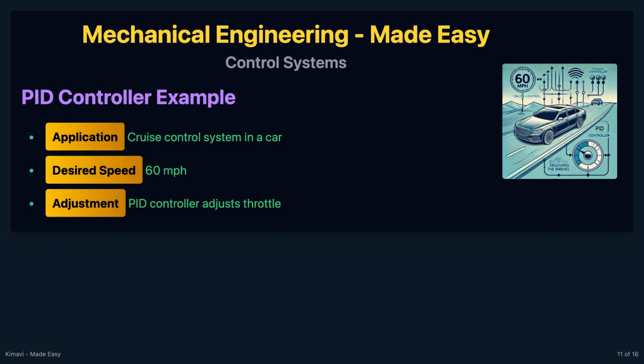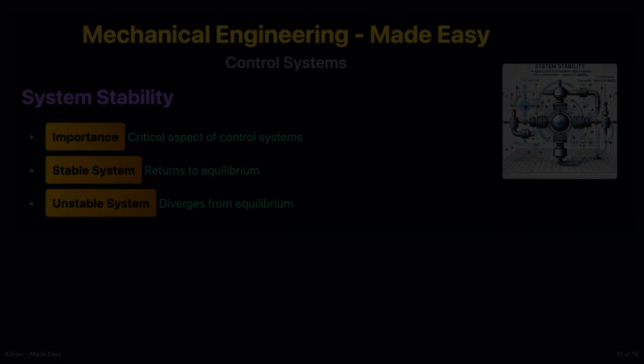Consider a cruise control system in a car. The desired speed is set to 60 miles per hour. The actual speed is continuously measured and compared to the set point. The PID controller adjusts the throttle to minimize the difference between the actual speed and the desired speed.